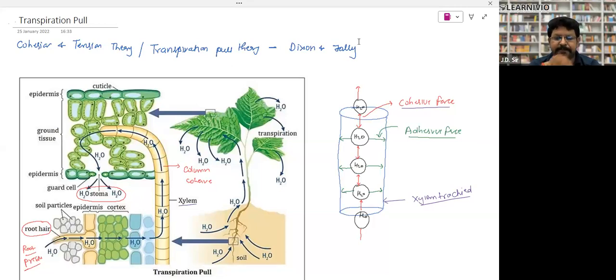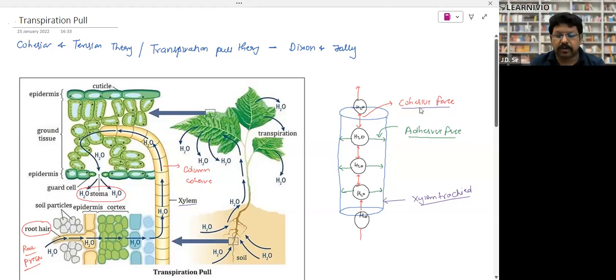Try to understand what exactly they said. They said, first, suppose that this is a capillary. So xylem works like a capillary or pipe, right? In xylem, there is a water column. So how is the water column, or a string of water, maintained? One water molecule pulls another water molecule with the help of cohesive force, right?